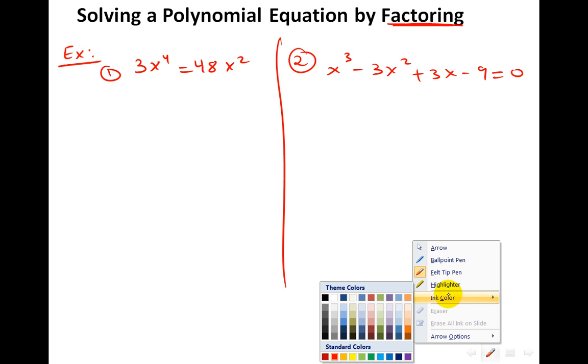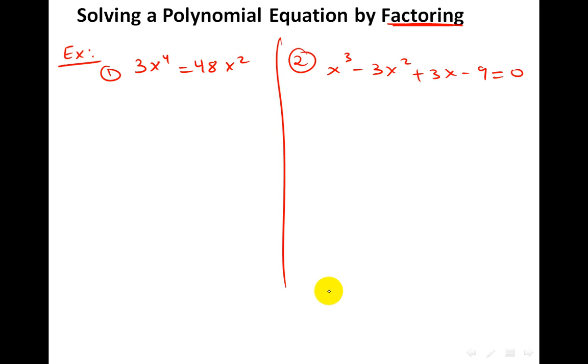Okay, let's say we have these two questions. The first one is saying 3x to the power of 4 equals 48x squared. So once you want to solve this one, bring the 48x squared back and the sign will be negative, because it equals to nothing, here it will be 0. Now, what would be the common factor between these two? Of course, there is a 3 and there is x squared.